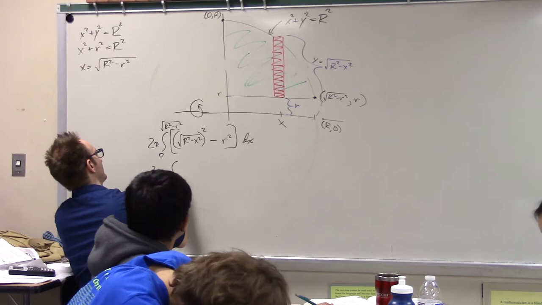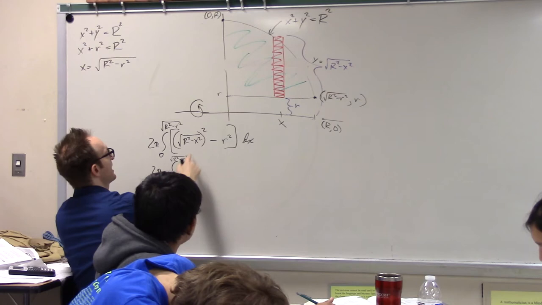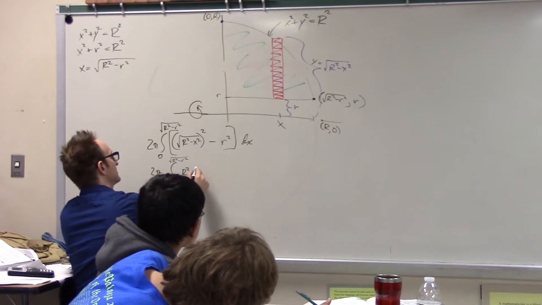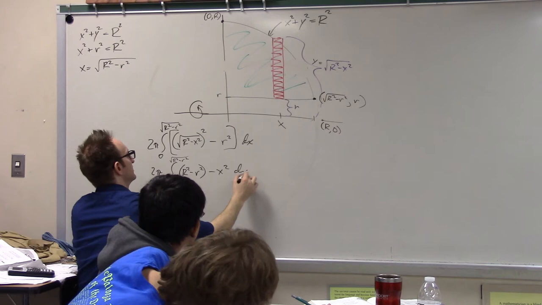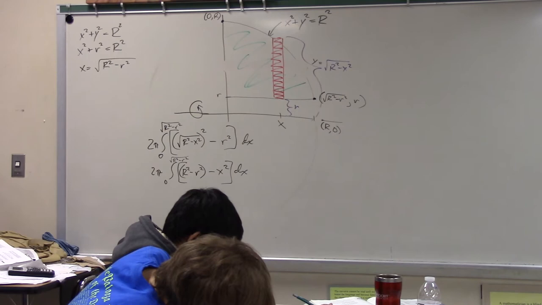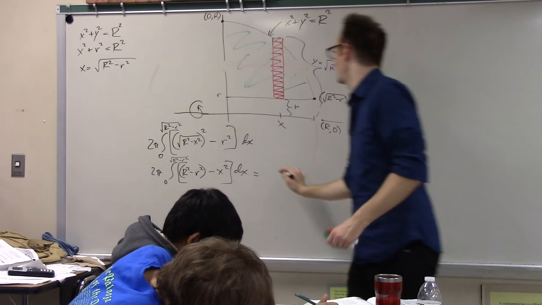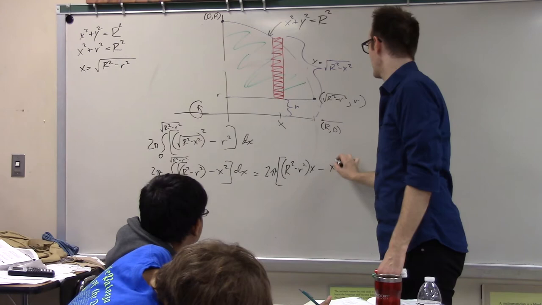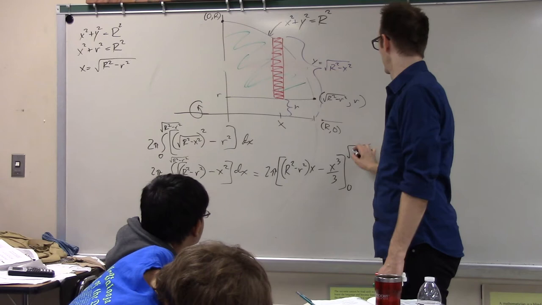Okay, so this is going to be 2 pi integral from 0 to root big R squared minus little r squared. I'm going to write this out in a kind of cool way. It's just big R squared minus little r squared, and then minus x squared dx. I'm going to collect those two together because they're constants. And now, when I integrate, again, I have to be disciplined and leave the r's alone because they're not variables, they're constants. So this is 2 pi, and then what I get is big R squared minus little r squared times x minus x cubed over 3, evaluating from 0 to root big R squared minus little r squared.